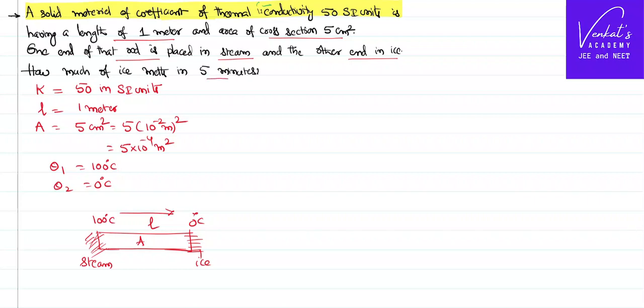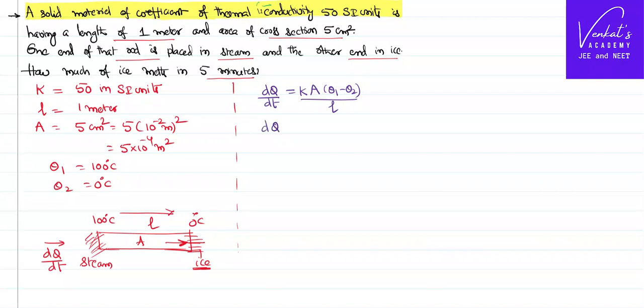How much of that ice melts in 5 minutes? This ice melts because it is going to receive some heat. So let us identify what concepts can be utilized here. Here there is some flow of heat, dq by dt. As we have explained so many times, rate of flow of heat equals coefficient of thermal conductivity, directly proportional to area, difference between the temperatures, and inversely proportional to the length of the conductor.